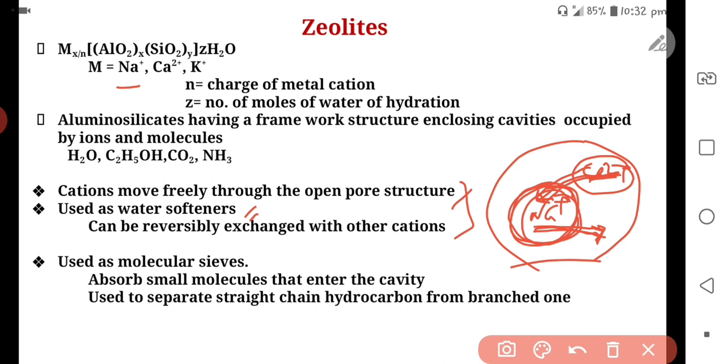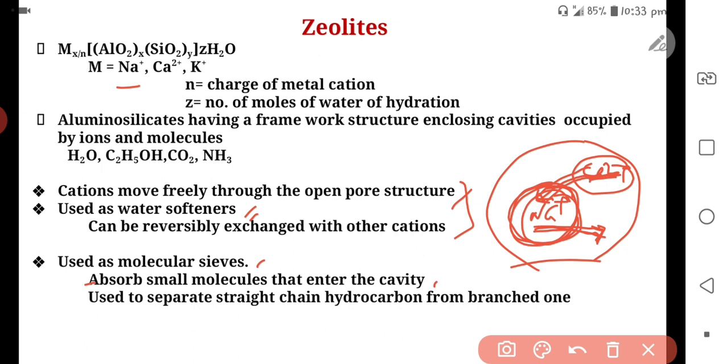Another important property of zeolite is that they are used as molecular sieves. What is meant by sieves? Sieves means just like our strainer, we are filtering something, used for filtering something. We have already seen the structure. They have some cavity, and you have to remember that the cavity should have a particular size, a specific size. So they absorb small molecules that enter the cavity. Whatever small molecules enter the cavity, they will absorb.